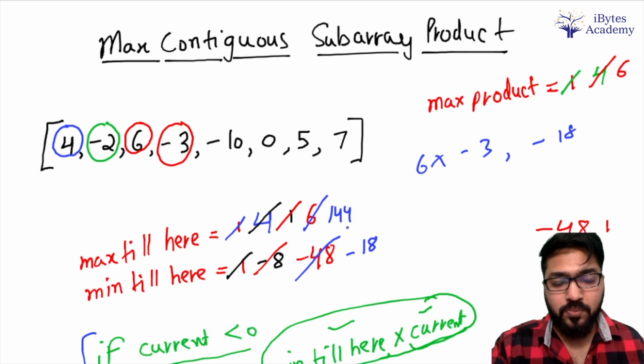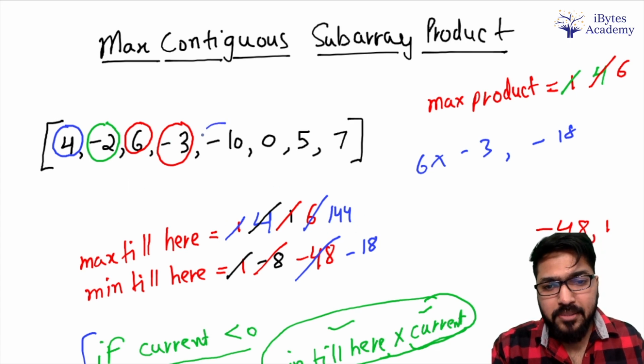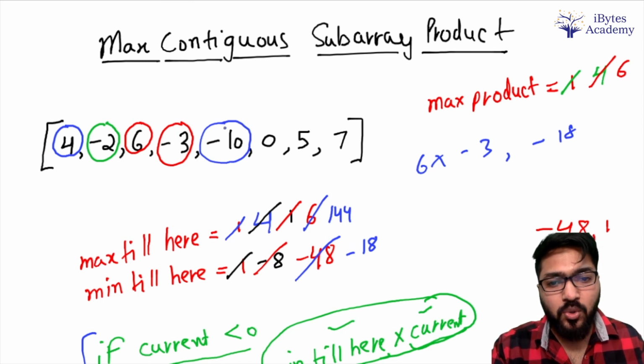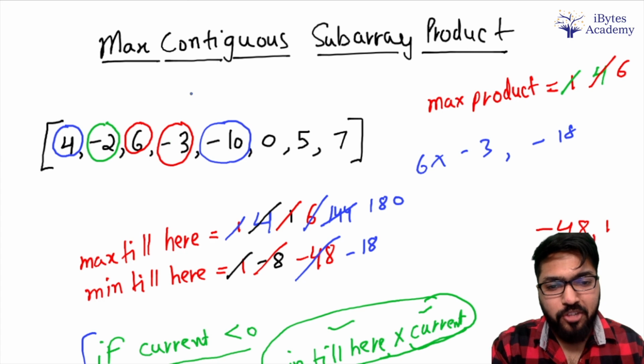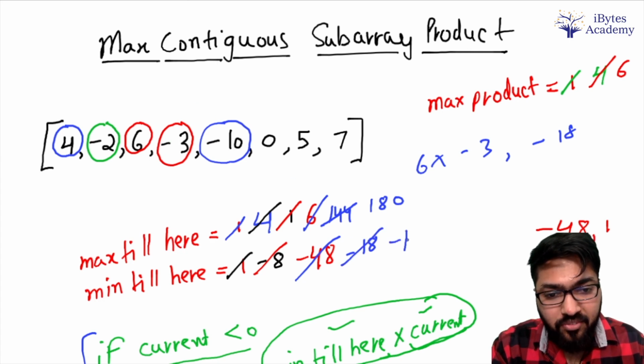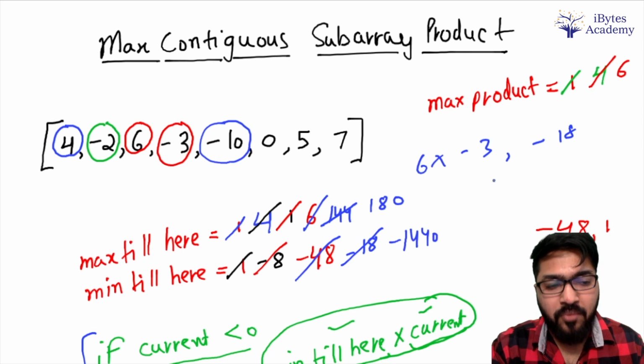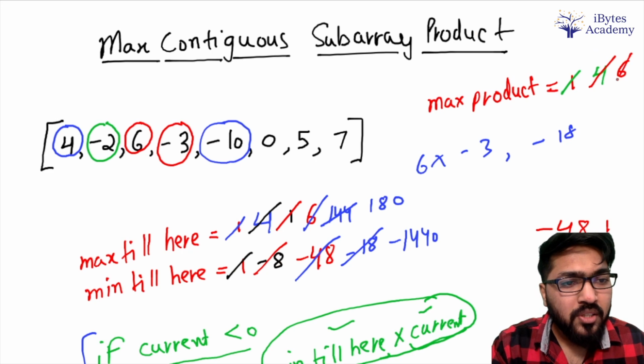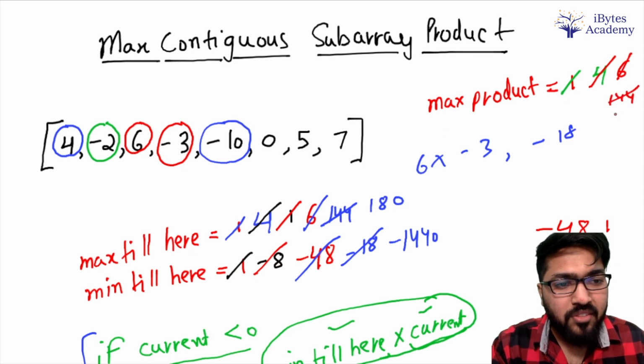Okay, so now the next number is -10. Okay, again it is a negative number. So for this, what we are going to do is min till here into current number, that is 180. So we'll just update it with 180. And for minimum till here, that is going to become 144 into -10, so that is going to be -1440. Okay, and also we should have been updating our max product. So 6 was updated with 144, and then we should have updated it with 180.